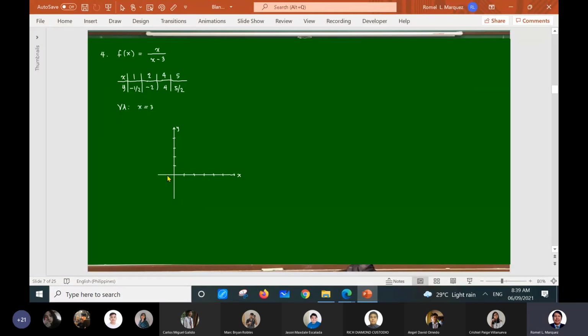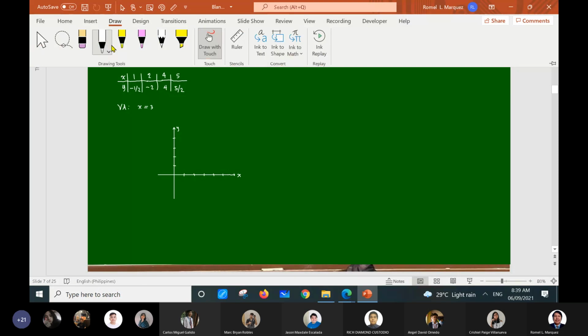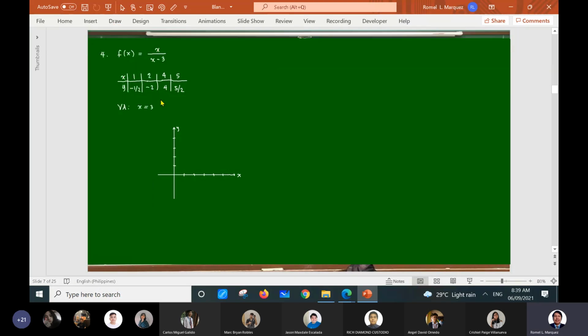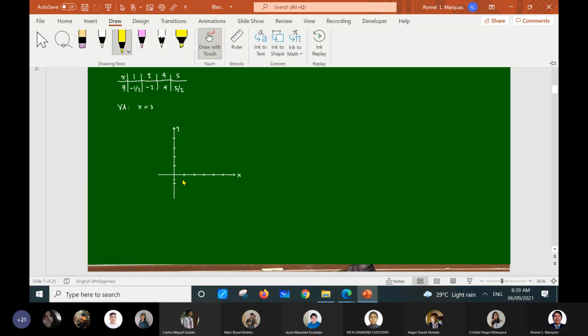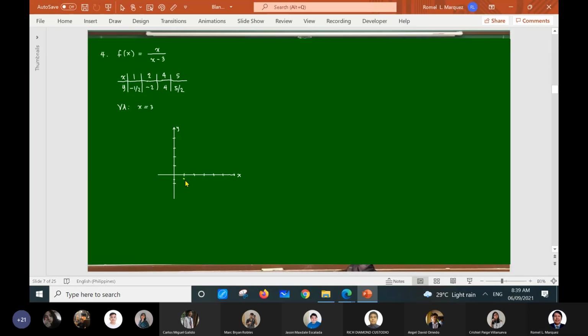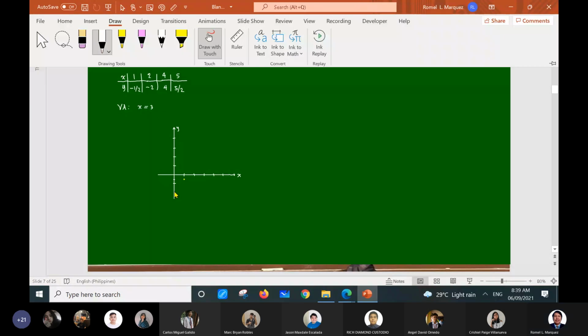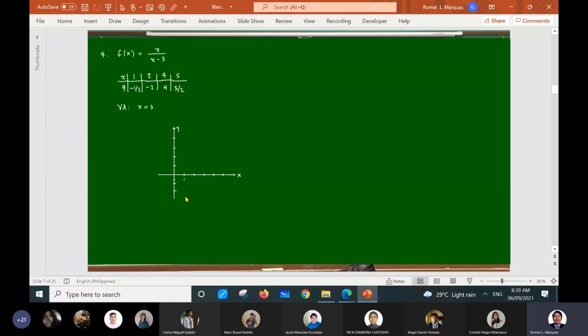Okay. When x is 1, negative 1/2. If this is 1, this is negative 1/2 somewhere here. This is my point. Right, guys? Approximate only, of course. 2, negative 2. I have here 2. Negative 2.